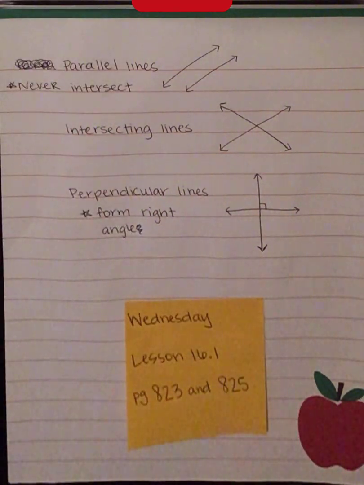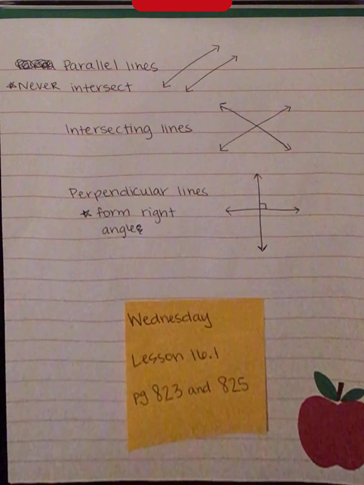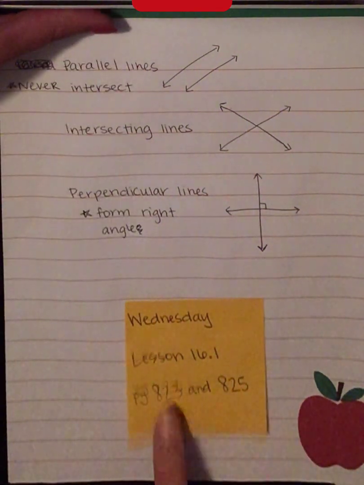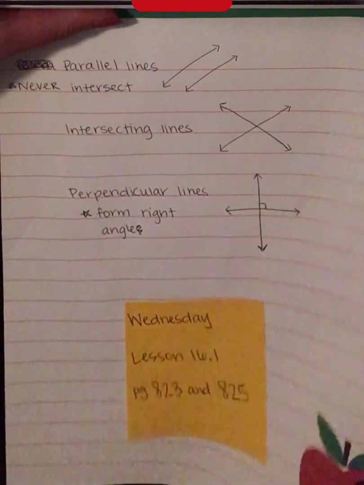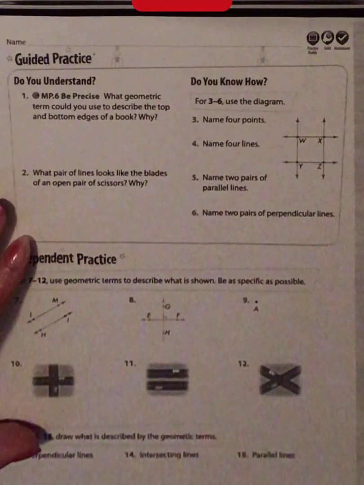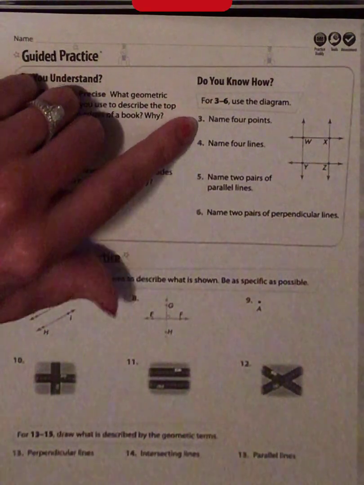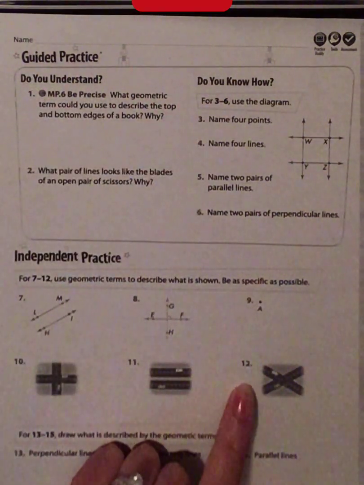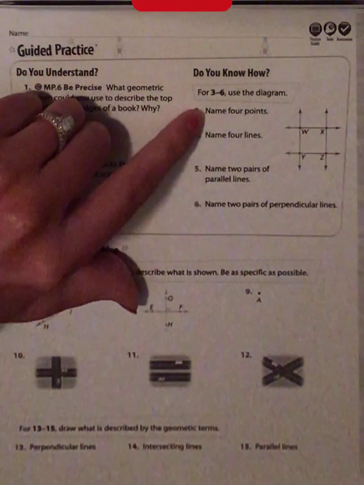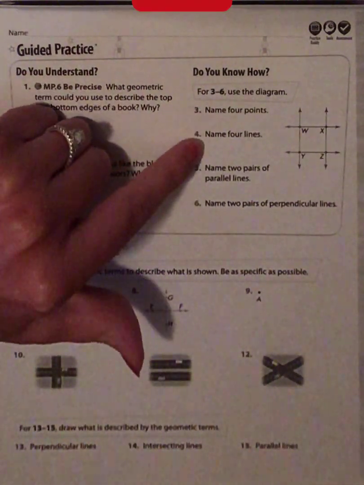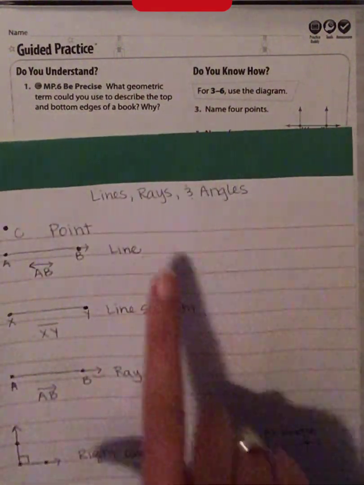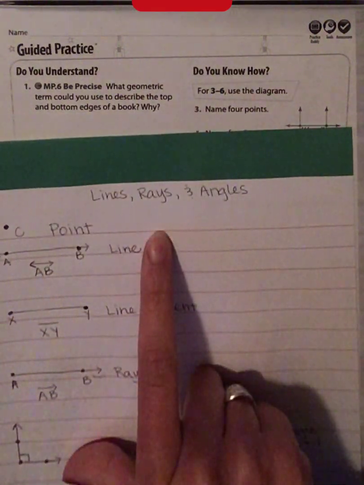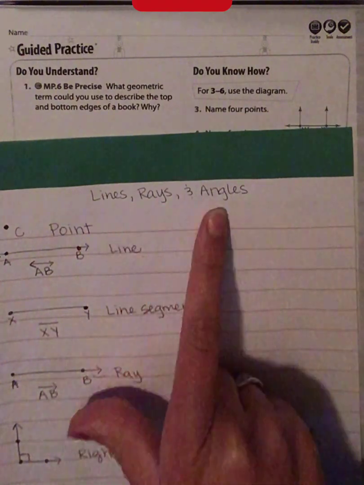All right, I reprinted a piece of paper for my guided practice. So I'm looking at page 823 with you now, keeping my notes close so that I can take a look at them. Okay, because we're going to look at numbers 3 through 6 and 7 through 12. You'll notice it's going to ask us to name 4 points, to name 4 lines. And those are things that you guys learned in your last lesson, lesson 15.1, lines, rays, and angles.